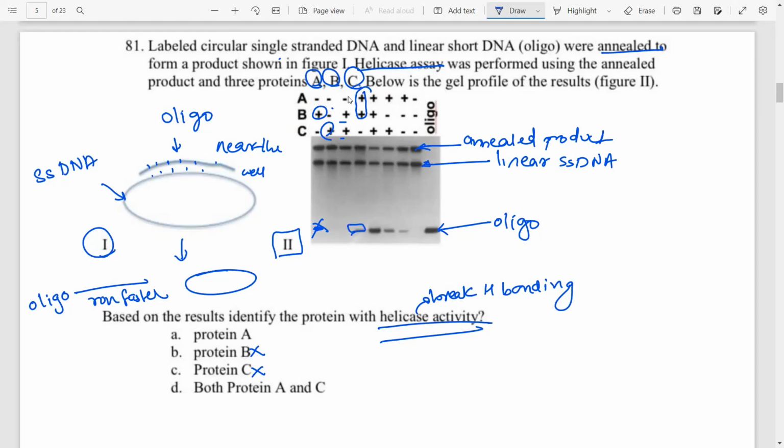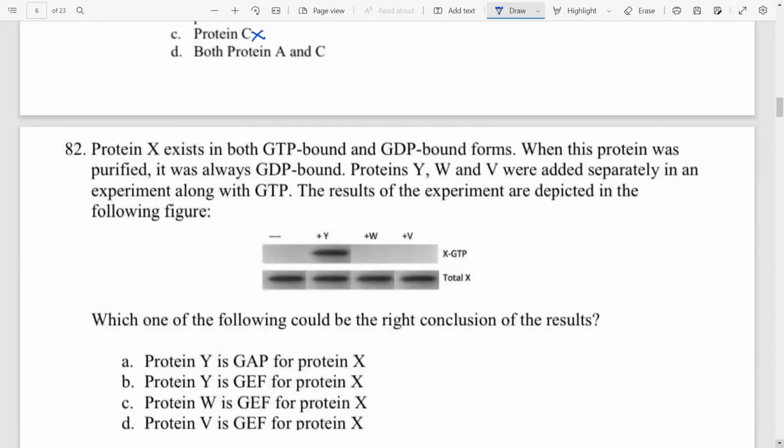So what does this mean? This means that A and B, one of them has the helicase activity, but in the first well itself we said that B doesn't have the activity. So definitely who will have the activity? It is protein A. Now again, in the next case, since protein A is there, you're getting the oligo band. Again, here protein A is there, therefore you're getting the oligo band. Wherever you have A, you will have an oligo band. That means protein A has the helicase activity.